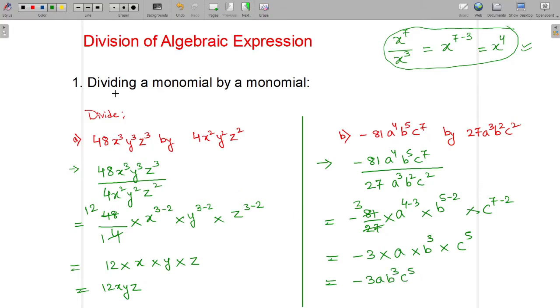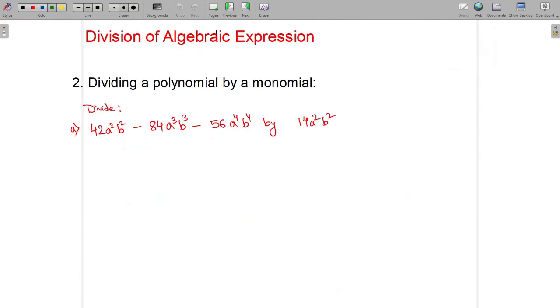So I hope you have understood how to divide a monomial by another monomial. You have to keep this property, this rule in mind, that when the same alphabet is getting divided, the power will get subtracted, because we need this in division of a monomial by a monomial, and in the second kind of division, that is dividing a polynomial by a monomial, in that case also we need that.